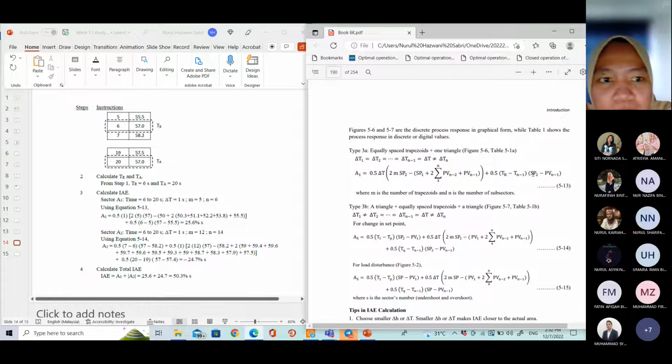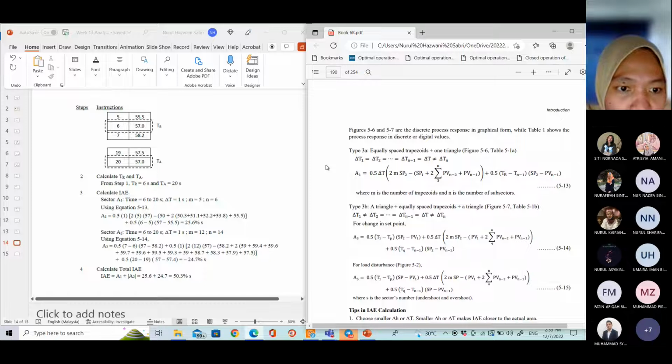So next is SP2. SP2 you know is 57 and PVn minus 1, you know, is the value before SP2, which is 55.5. And then by calculating using this formula you directly get the value of IAE, which is in terms of percentage second. So that one is for area number 1. Okay. Can you understand area number 1?